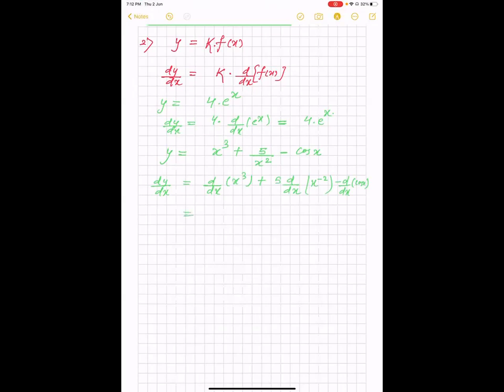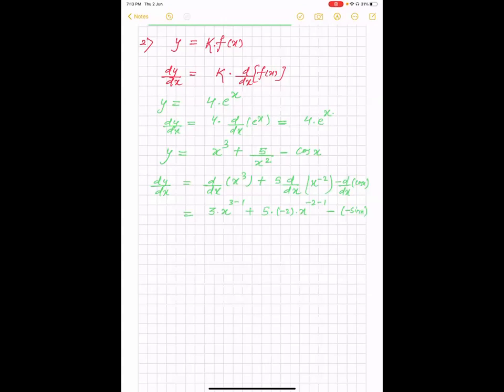So the derivative of x cube, if you apply that rule, x raised to n, which says n times x raised to n minus 1, will become 3 times x raised to 3 minus 1, plus 5 times here, minus 2 comes down, minus 2 times x raised to minus 2 minus 1, and minus as it is, derivative of cos x is minus sin.